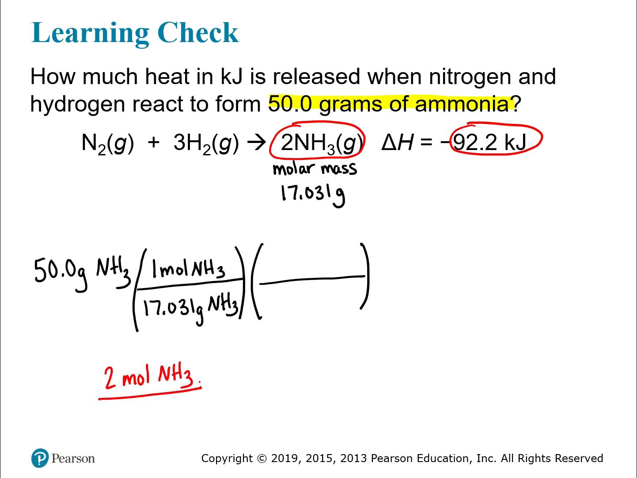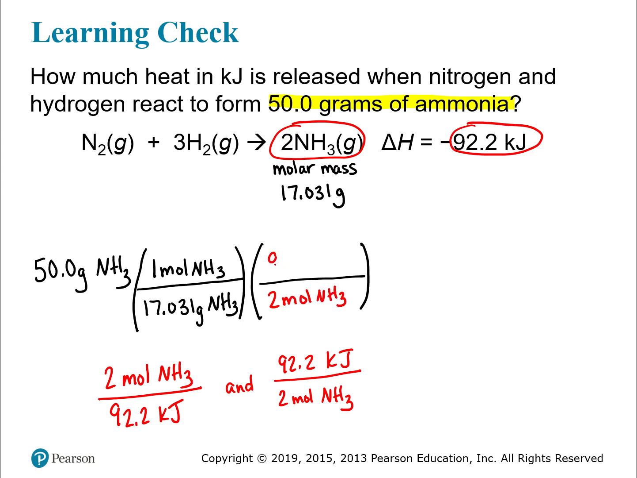If we make 2 moles of ammonia, we release 92.2 kilojoules of energy. And then we can write the reciprocal. We're trying to get rid of the moles of ammonia, so that needs to go on the bottom. And the energy will go at the top.